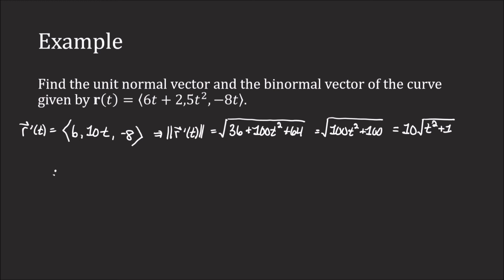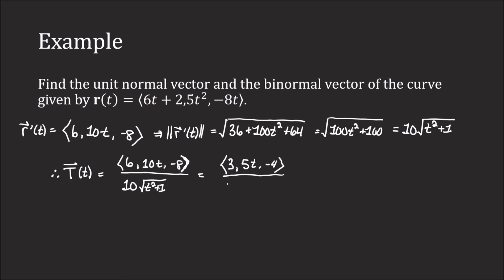So our unit tangent is 6, 10t, minus 8, all over 10 times the square root of t squared plus 1. We can factor a 2 out of the numerator, and so we'd be left with the vector 3, 5t minus 4, all over 5 times the square root of t squared plus 1. We now have to take the derivative of this.